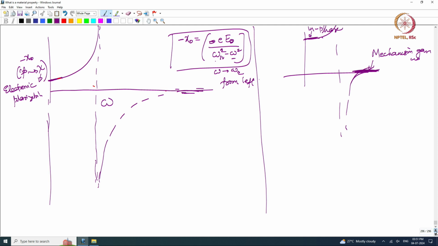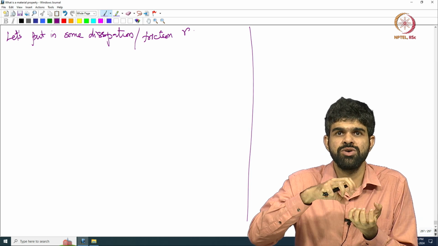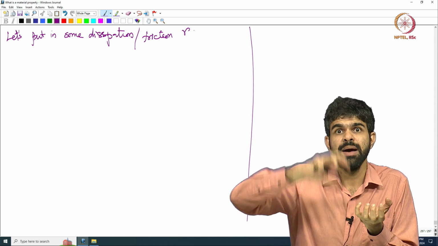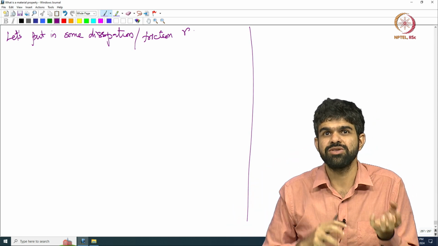Now, let us put in some dissipation into the spring mass system, or friction, gamma. The electron can go up and come down, but there is some friction to the way the electron is getting polarized. It is like there is some friction to the spring mass system, so this electron cloud is sloshing up and down the nucleus at a very high frequency, but it is going through a viscous medium, so it is dissipating energy in the form of friction.